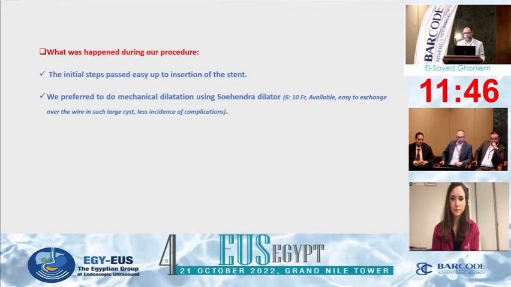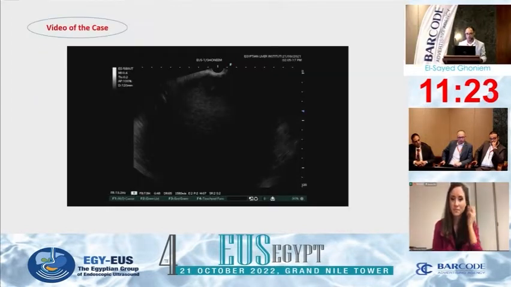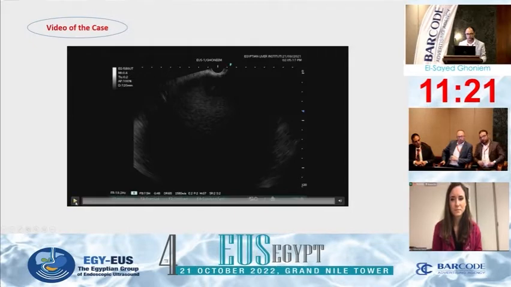In our case, the initial step was fast and easy. We performed mechanical dilatation using Soehendra dilator, but when we tried to introduce the stent, there was some resistance during introduction of the delivery system through the fistulous tract. But with some pushing and elongation and shortening of the scope, the stent passed and deployment was easy. This is a video of our case.